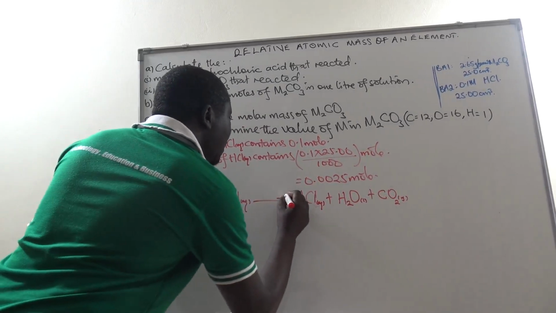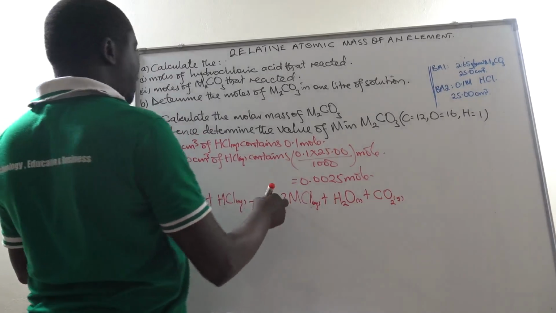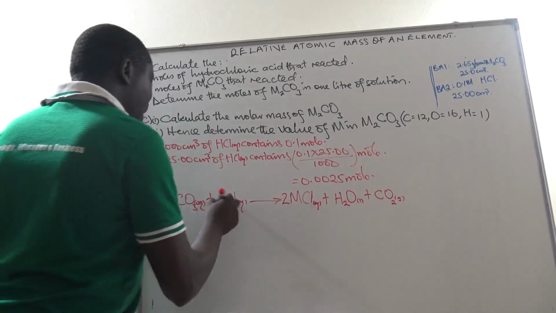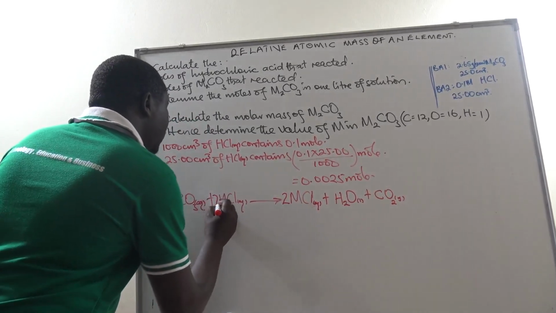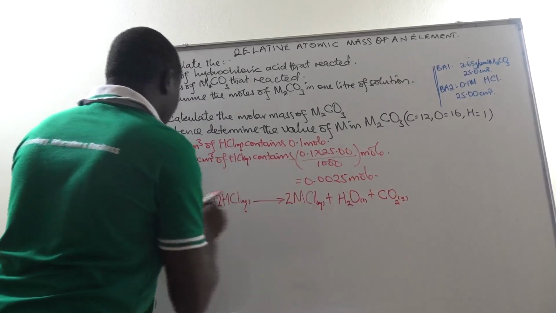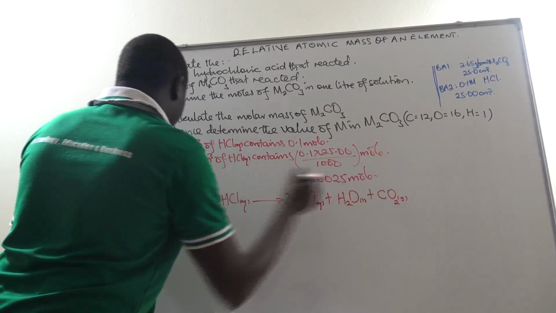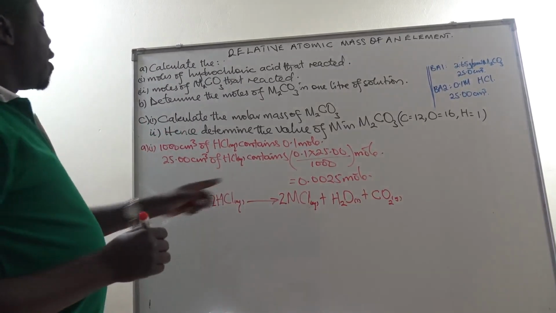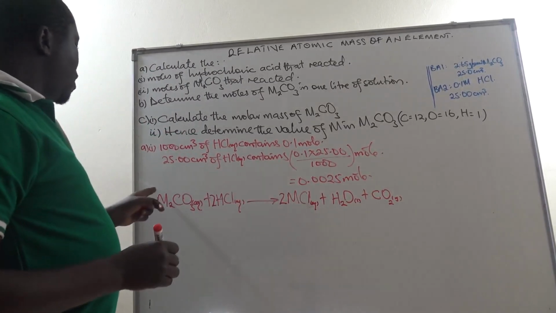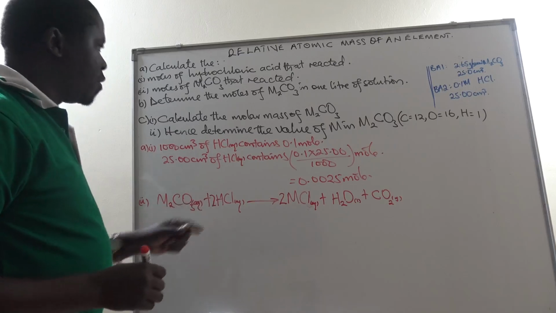We multiply M chloride by 2. The number of chlorine atoms is 2. We multiply hydrochloric acid by 2. Hydrogen atoms are 2, and here there are 2. Oxygen atoms are 3, and this side also there are 3. Carbon atom, 1 on the product side and 1 on the reactant side. Our equation is balanced. So the mole ratio is 1 M2 carbonate to 2 hydrochloric acid.